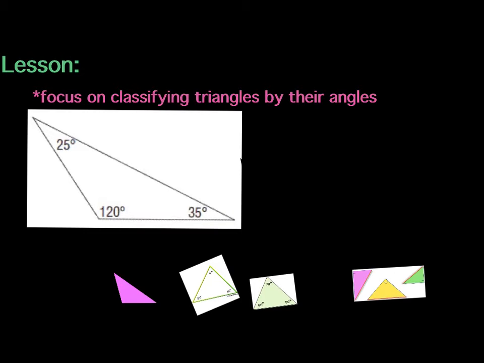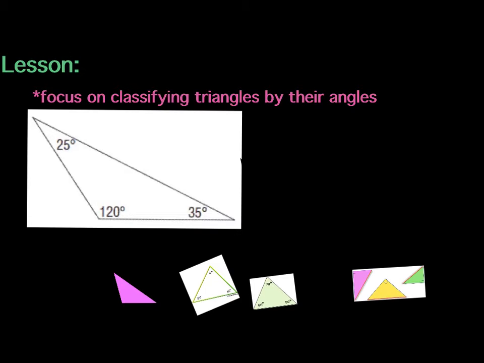Okay, so if you take a look at this triangle, I actually have the measurements of the angles typed in here so that you can see. So if you look at this angle right here, you can see that it's pretty small. That actually measures 25 degrees if you use a protractor. And then we have this angle here, which measures 120 degrees. And then we have another angle here, from here to here, that measures 35 degrees.